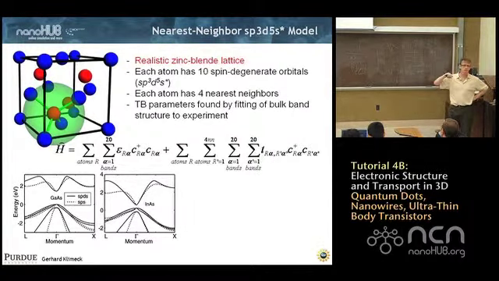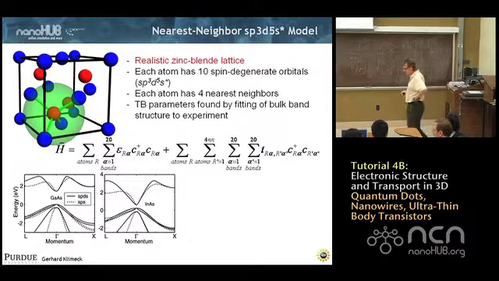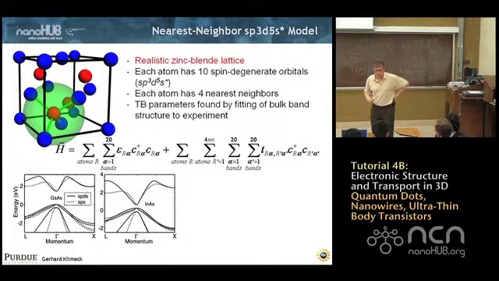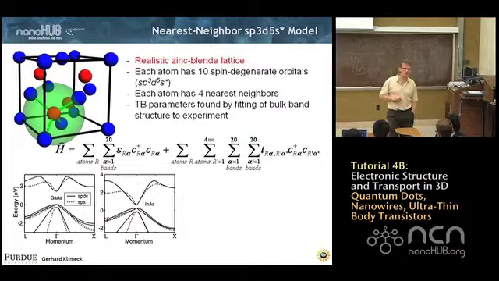Yes? Is it possible to fit nanostructure band structure instead of bulk? Oh, so the question is, is it possible to fit nanostructure band structure? So let me return that question to you. What does a nanostructure band structure mean? It's not an infinitely periodic system anymore. Band structure only makes sense on a periodic structure. So let's say a nanowire.